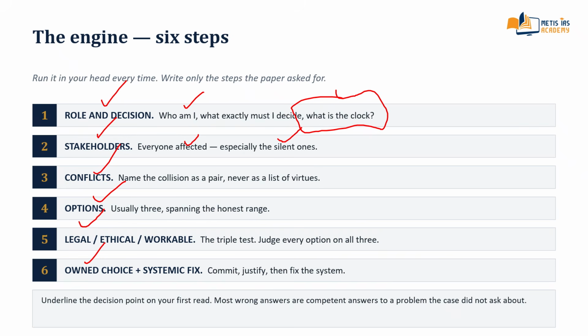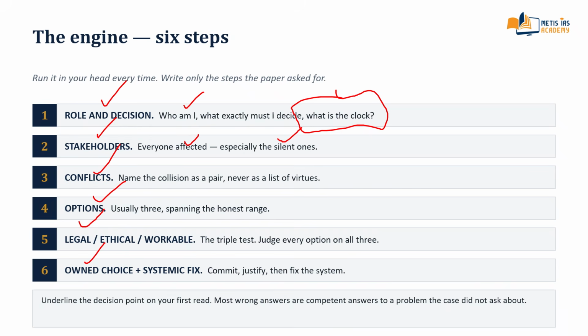As far as the case study is concerned, and how to write it, this is the case study structure. When the triple test breaks, there is one family of cases where step 5 does not run, and you need to know it in advance because it appears often. The triple test assumes ethical and workable can point the same way. In rule versus compassion cases, they do not. The compassion option is unlawful and the lawful option is cruel.